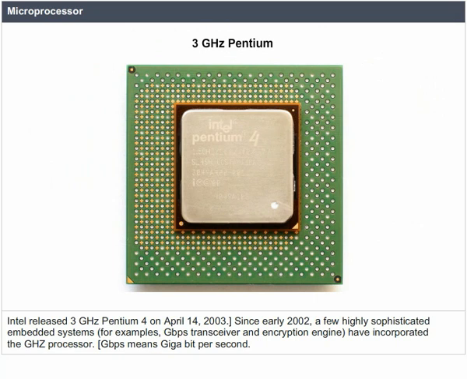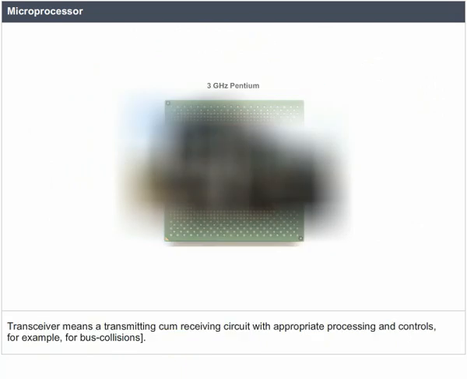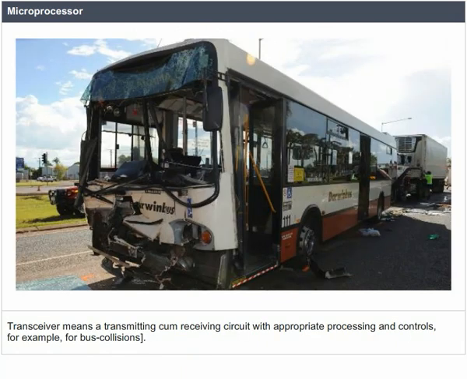Since early 2002, a few highly sophisticated embedded systems, for example GBPS transceiver and encryption engine, have incorporated the gigahertz processor. GBPS means gigabit per second. Transceiver means a transmitting cum receiving circuit with appropriate processing and controls, for example for bus collisions.